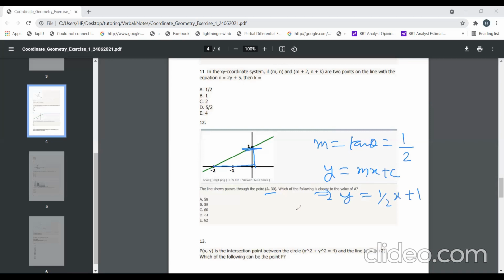Now, if this point (a, 30) lies on this line, then it should satisfy the equation of this line. So 30 = (1/2)a + 1. Make sense? This implies 29 = a/2, which implies a = 58. That should be the answer.